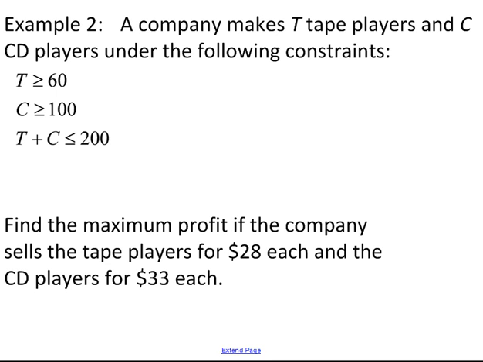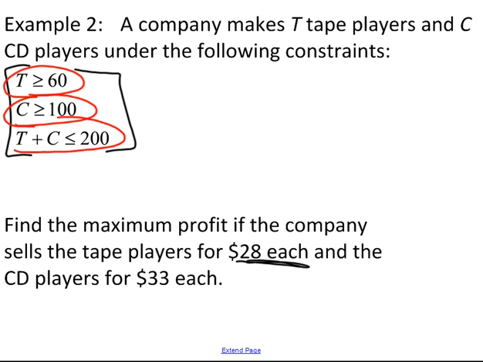We have a company that makes T tape players and C CD players under the following constraints. Remember the constraints. Those are the system of inequalities that you have to graph. It says find the maximum profit if the company sells the tape players for $28 each. Whenever it says each or per, that means you have to multiply times a variable. And the CD players for $33 each. All right, so we have to graph all 3 of these inequalities.